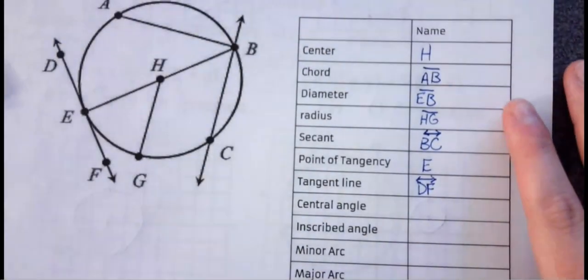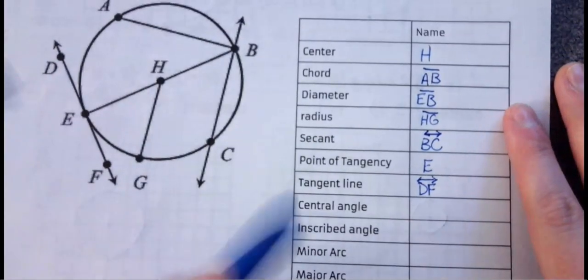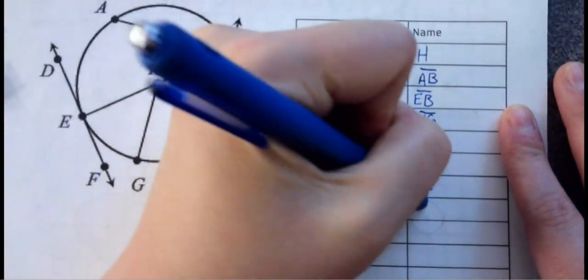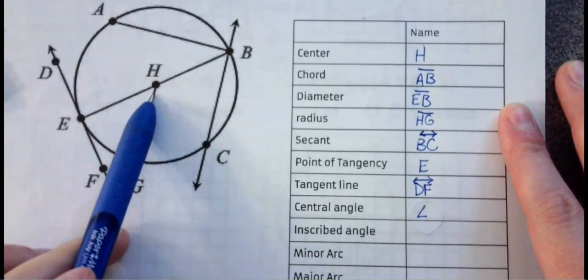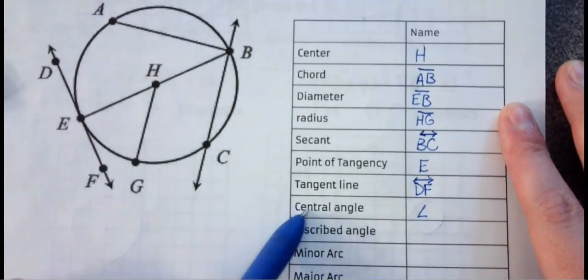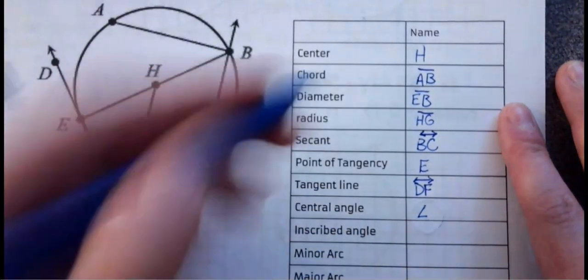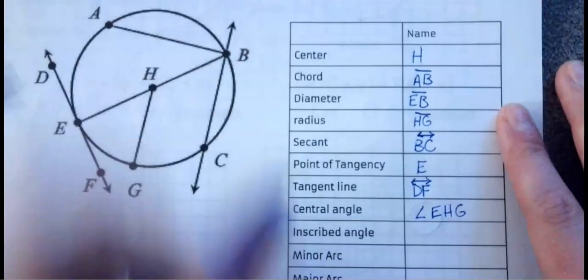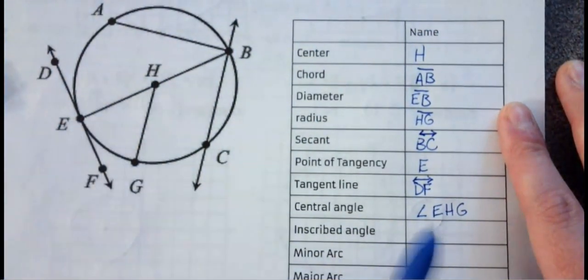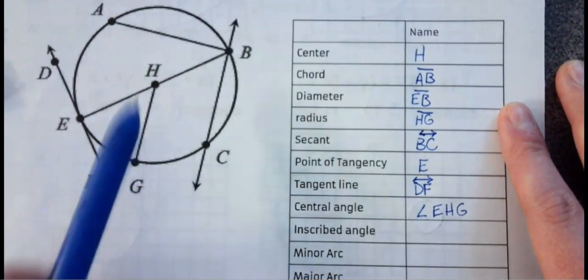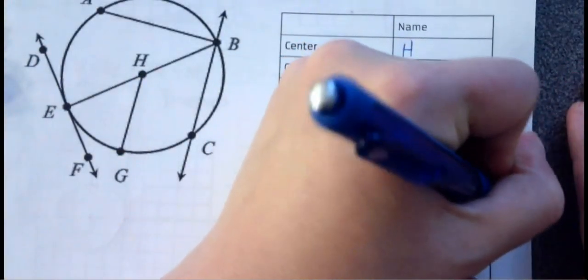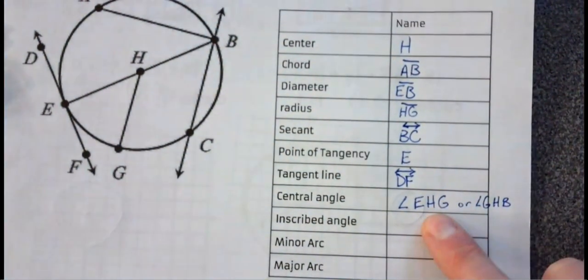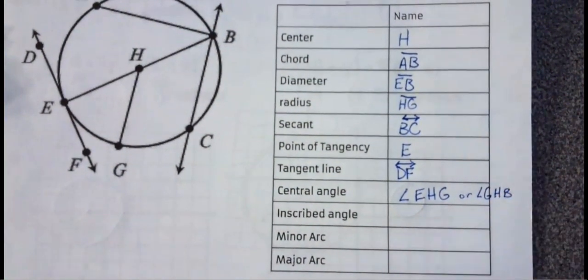All right, let's look at this. So one example of this, a central angle, you're going to put your little angle symbol, and then you're going to name it with 3 letters. The middle letter has to be H. So there's lots of different choices, but a central angle is in the center of the circle. So I'm going to write E, H, G. You could write G, H, E, but H has to be in the middle. You could also write G, H, B, or angle GHB. It could be either one, EHG or GHB.